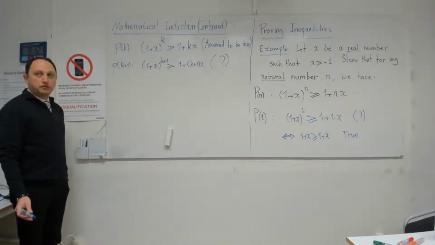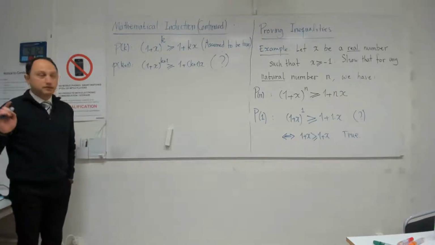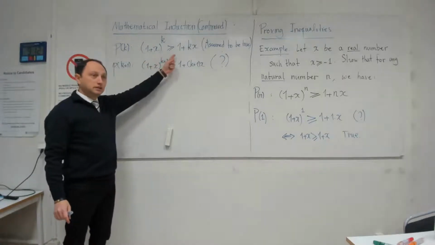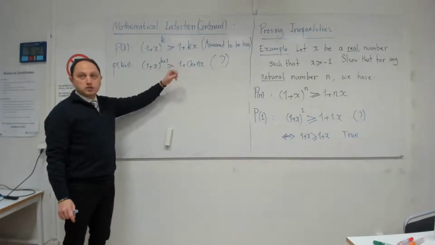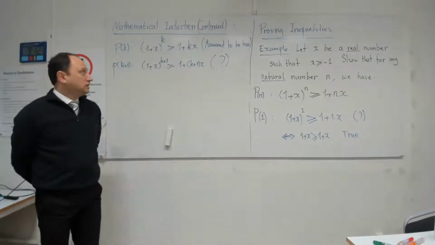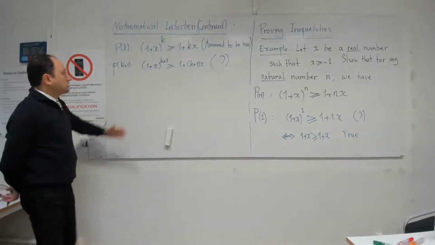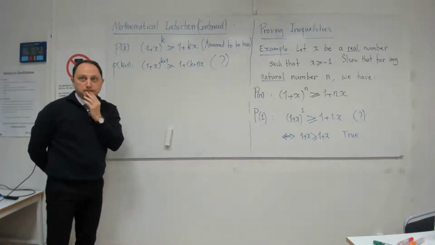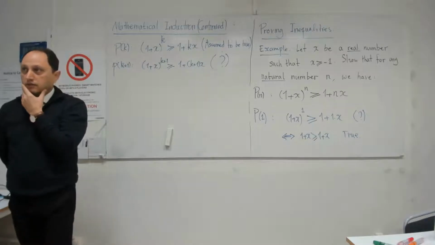So what do you think I should do? Keep in mind that your assumption is an inequality, and what you want to prove is also an inequality. So you need to find a way somehow to come from here to here. Any opinions?